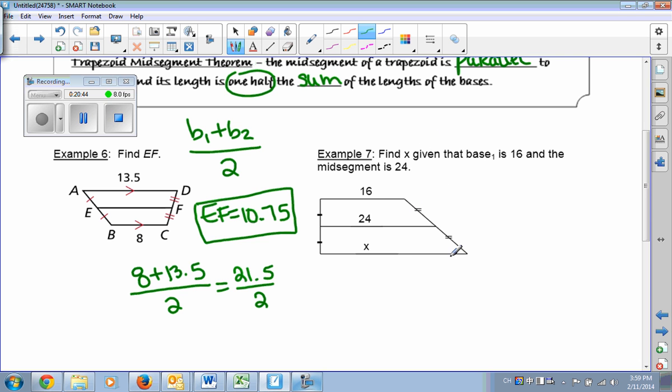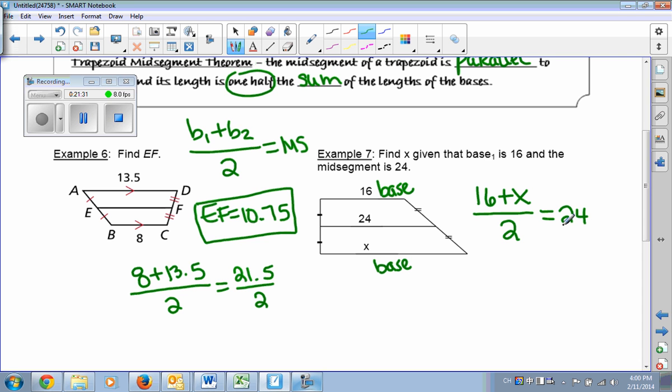Okay, what's the difference between 7 and 6? What is 7 asking for? Right, but what does X represent here? One of the bases. So in this case, we know base 1, but we don't know base 2. So that's going to change how this looks. So base 1 is 16 plus X, not 24, because 24 is not your other base. Divided by 2. And remember, this equals our mid-segment. So we know what the mid-segment is. It equals 24.